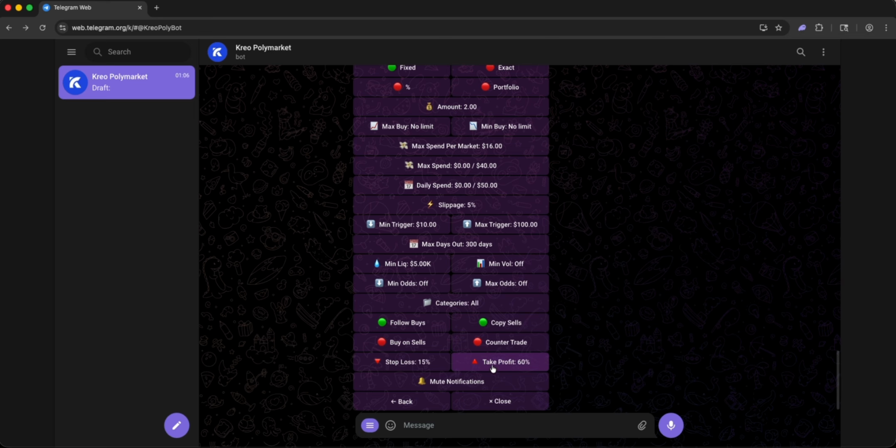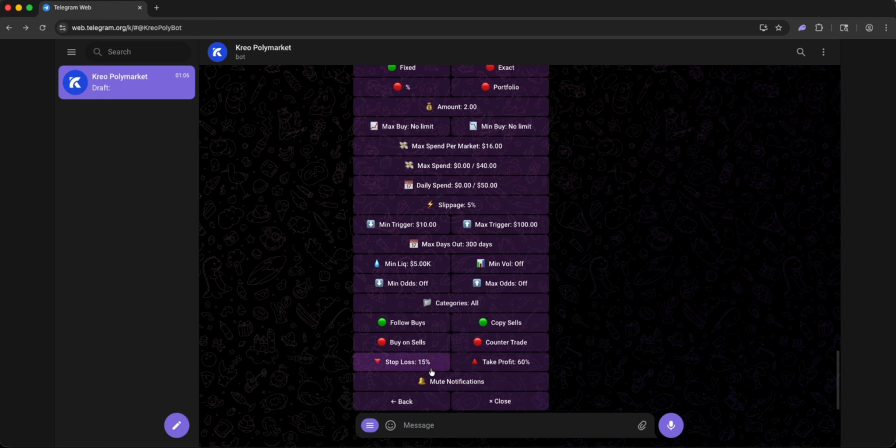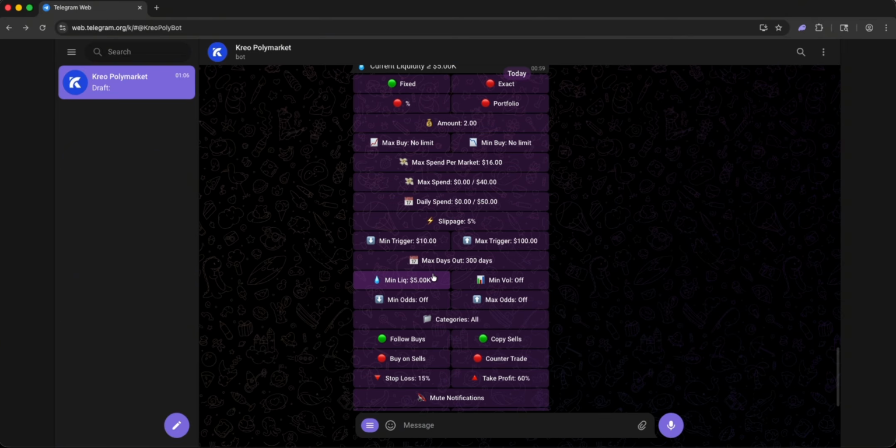And it is the same for stop loss. I can do the exact same thing for stop loss. If my position goes down below 15%, like I've set here, Creo will automatically get rid of that position for me. Next, muting notifications. Now this is something that I really recommend because if you are copying a volatile wallet, it will spam your Telegram and rate limit you. So make sure to mute your notifications, and that's everything that you need in terms of the copy trading filters.